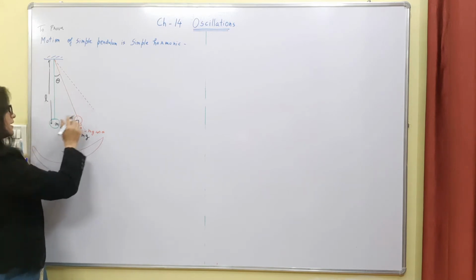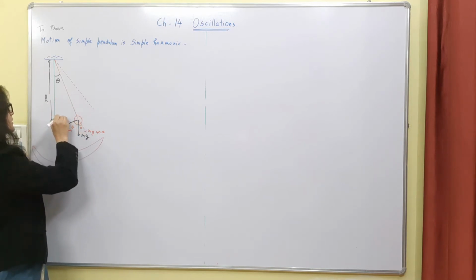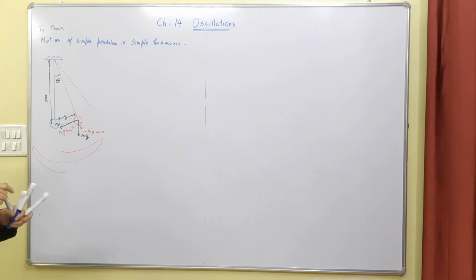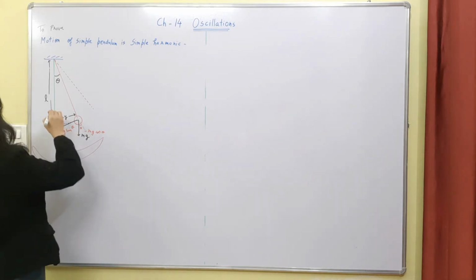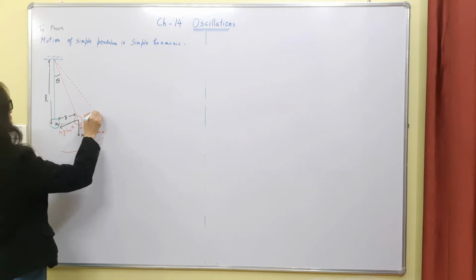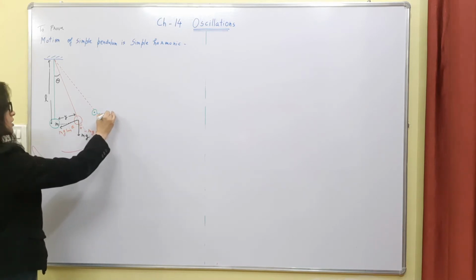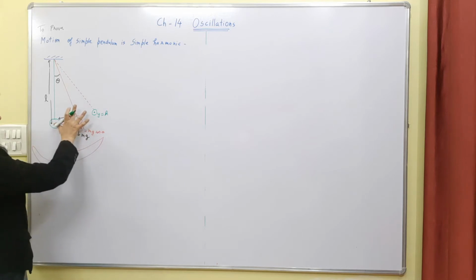At this position of the pendulum, what is the displacement? The displacement is this at this instant, and the maximum displacement from the mean position is called the amplitude, which is here. So at this position y is equal to a, right? So this is the maximum displacement from the mean position.